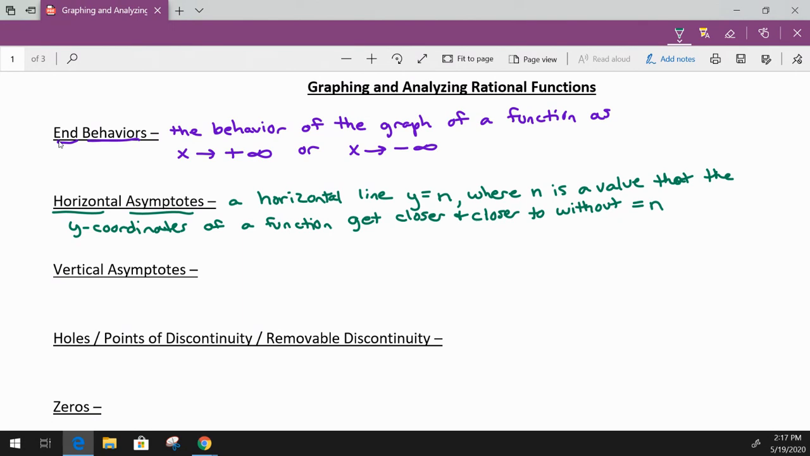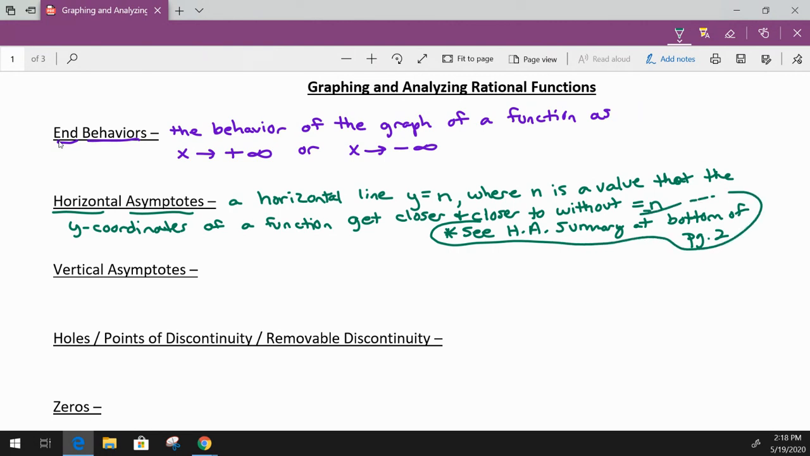And a little bit later on the bottom of page 2, I want you to see the horizontal asymptote summary. We're going to be discussing those horizontal asymptotes in a little bit more detail and how to find them on the bottom of page 2.